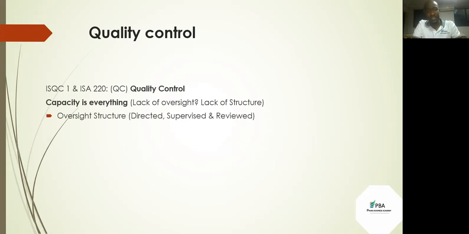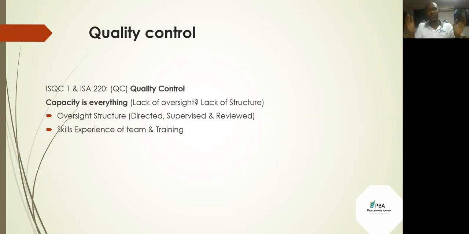And so looking at the contents of quality control, what we'll be looking at in this video is the oversight structure, like how is the practice supposed to be managed to achieve quality, all right? How is it supposed to be directed, supervised? How is the review supposed to happen?